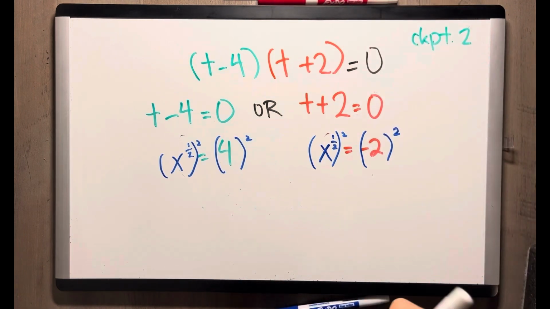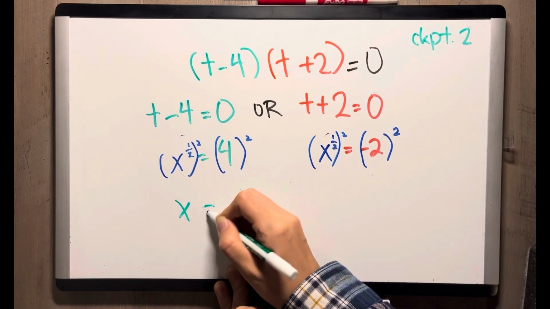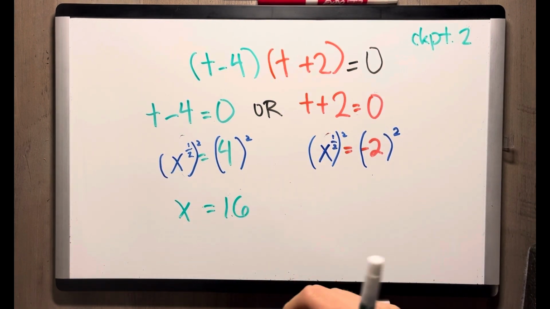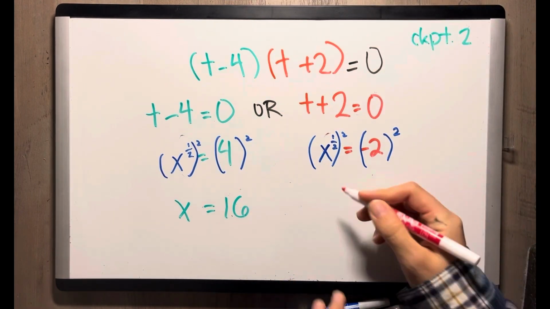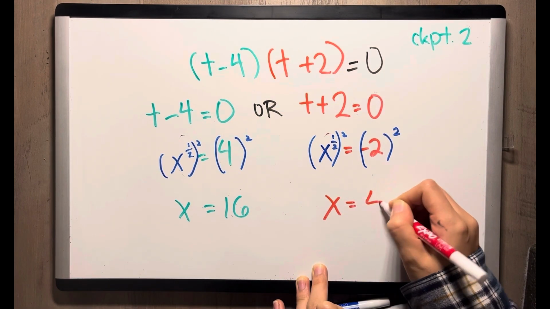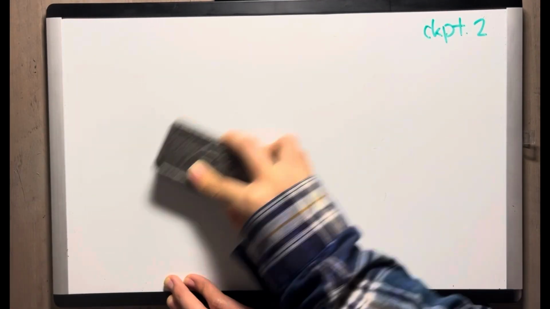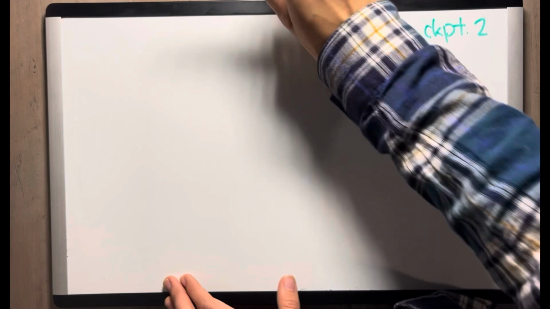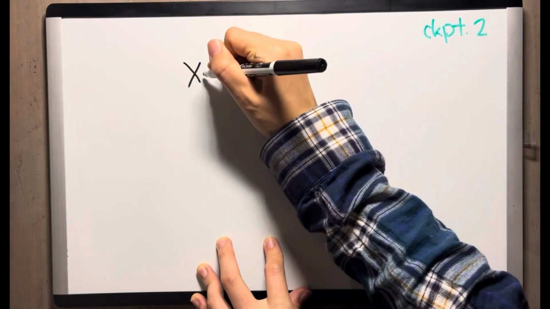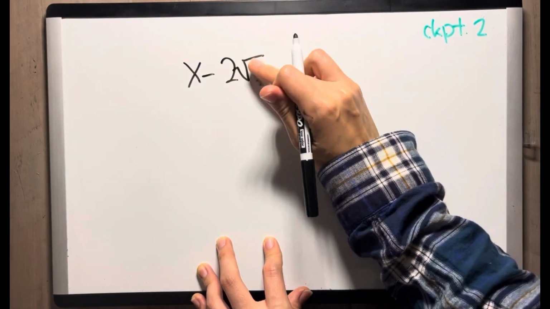You should get x equals 16 on the left side, and x equals 4 on the right. Since both sides of the equation were raised to an even power, we must check the proposed solutions in the original equation.